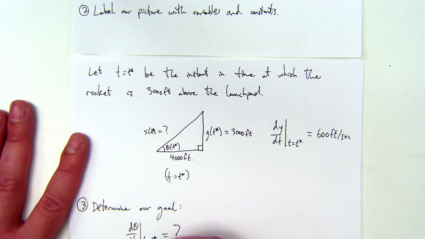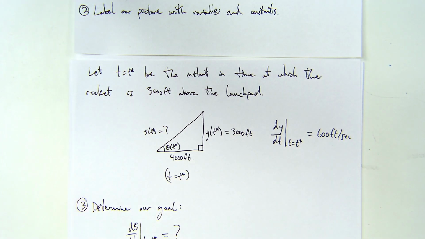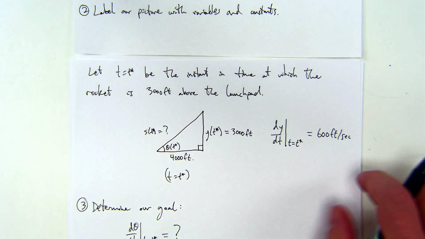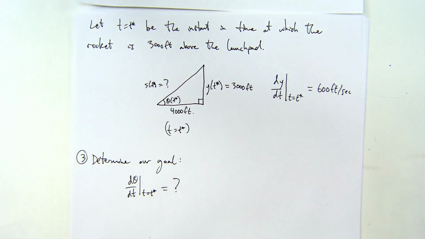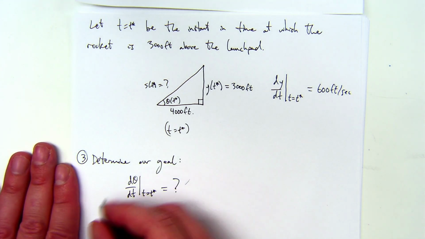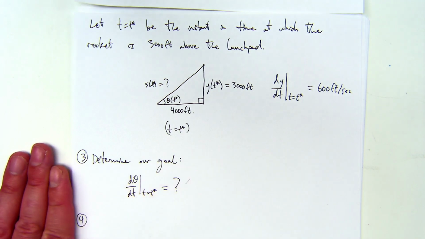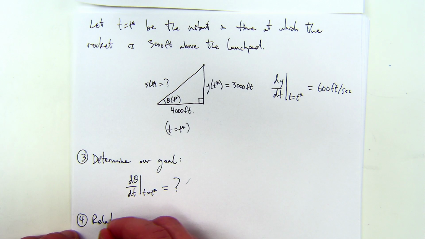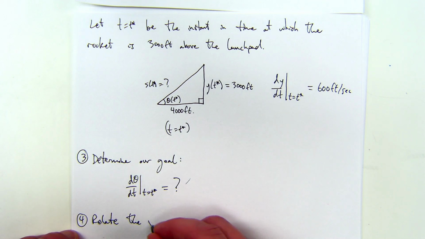Right? And so at that special time, what is the rate of change of that angle? And so we have most of the other bits of information, let's raise this up so you can see it. We have the other bits of information that we're going to need to use to help us determine this. Okay? And so after we've determined our goal, that's what we want to know, we need to think, all right, we need to relate the variables. We need to think about how to relate the variables and constants.